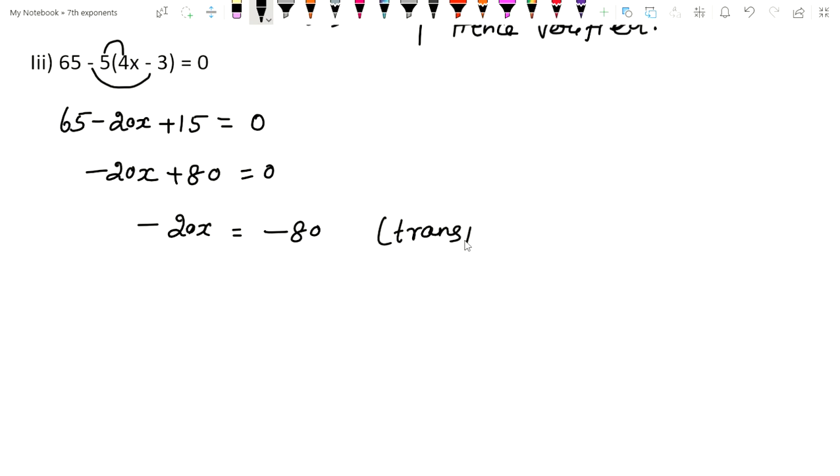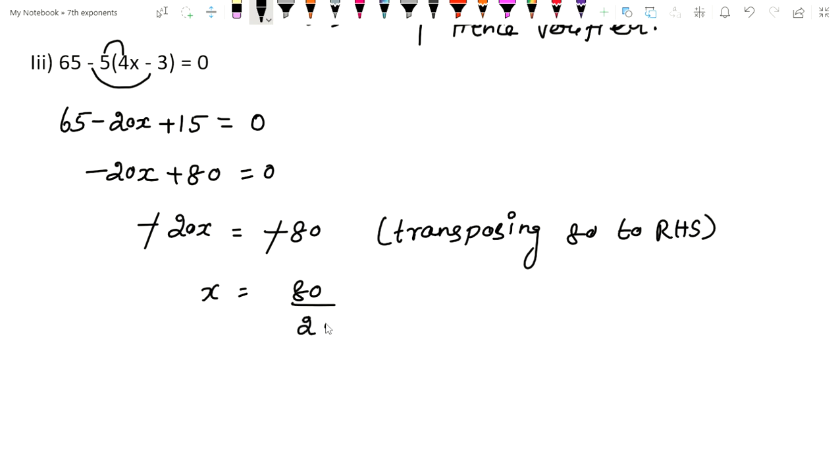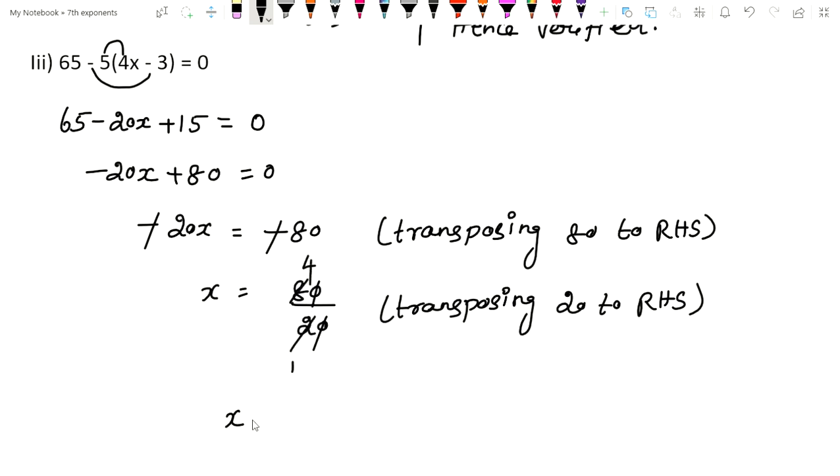So transposing 80 to RHS. So minus minus cancel, x equal to 80 by 20. So transposing 20 to RHS. 0 0 cancel, 2 1s are 2, 2 4s are 8. So x equal to 4.